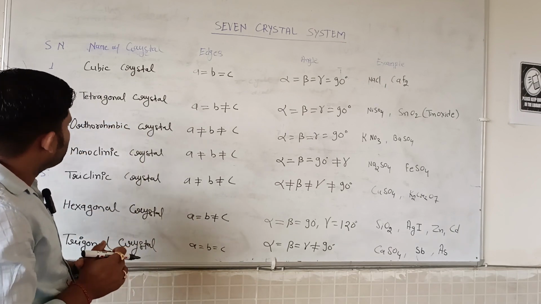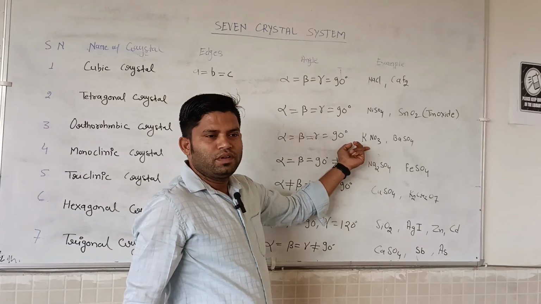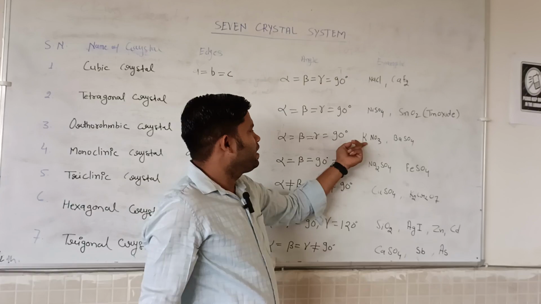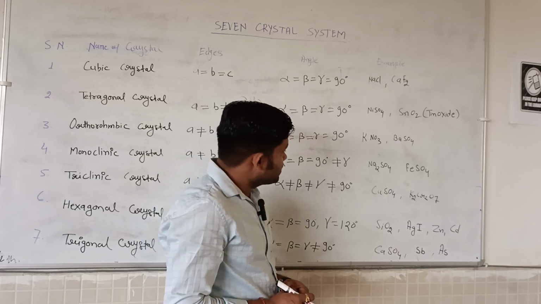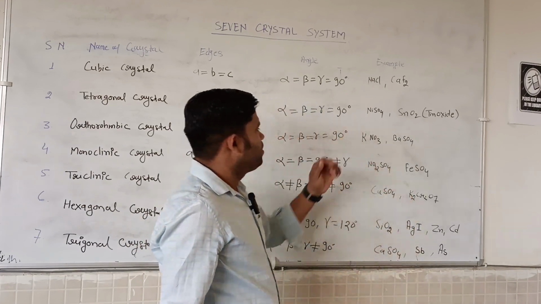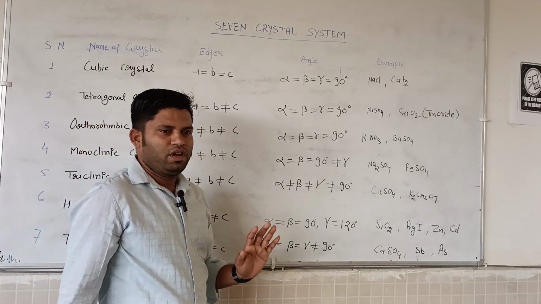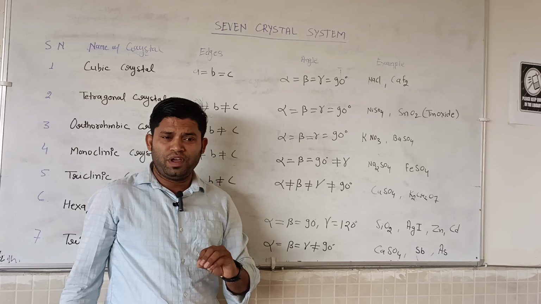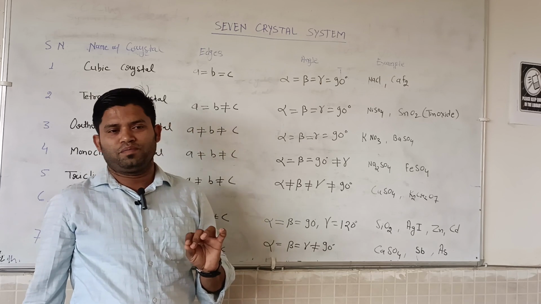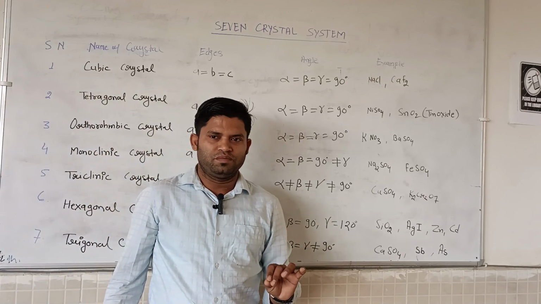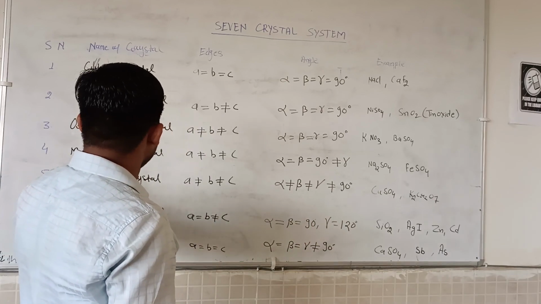Now come to the orthorhombic crystal. Potassium nitrate and BaSO4, barium sulfate, are the examples of orthorhombic. In your exam, this is a very famous question. And the seven crystal systems is a most important topic. Okay, are the examples clear?